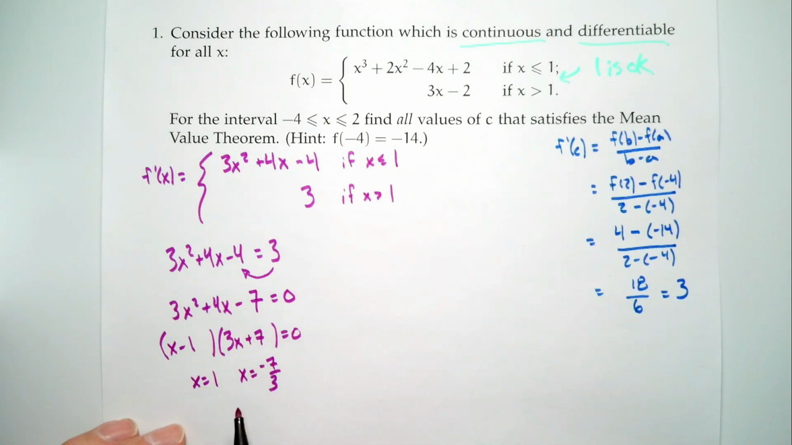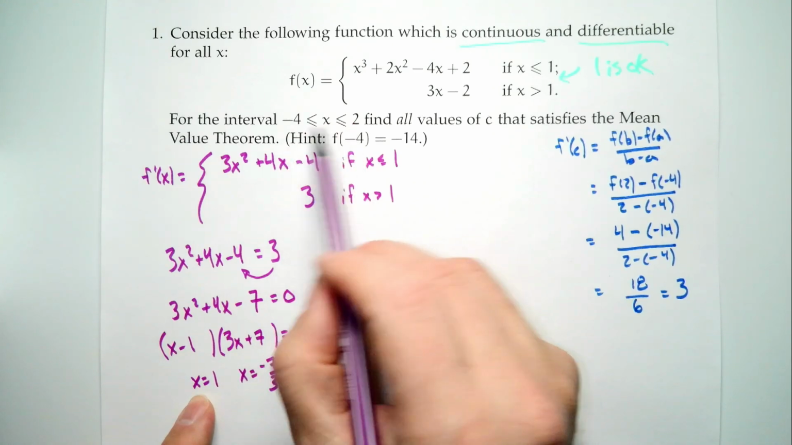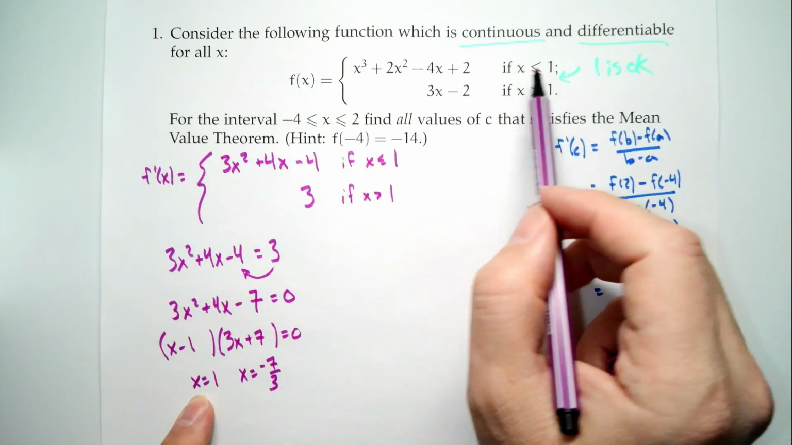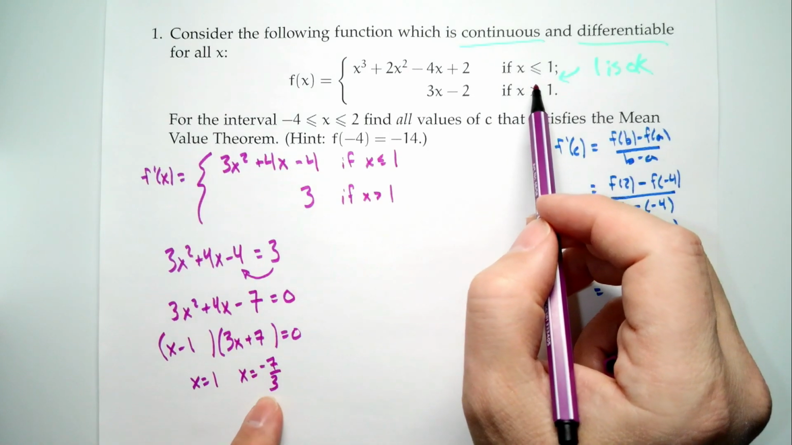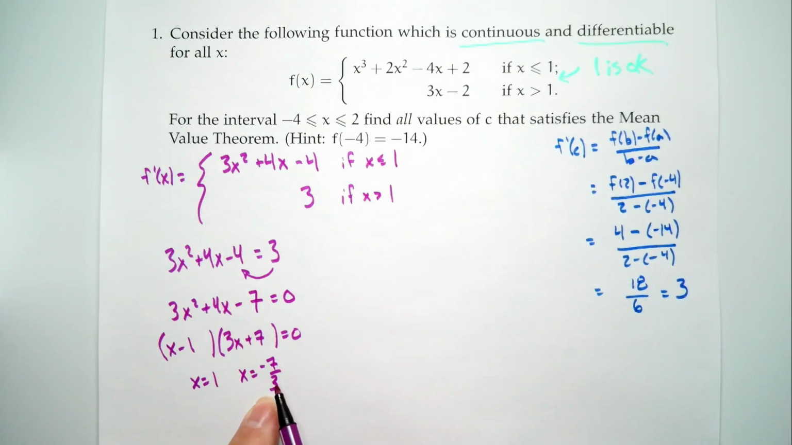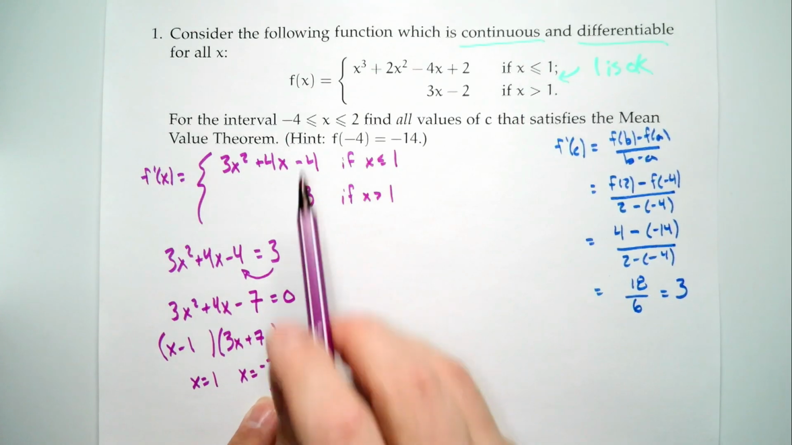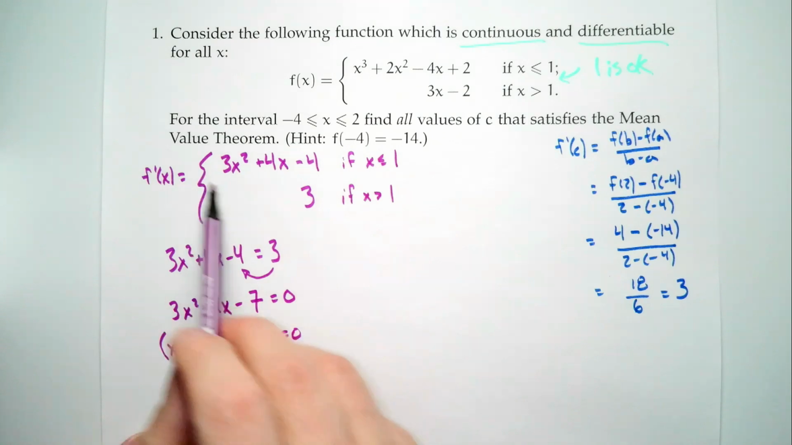Now, do we include either one? Well, we have to check. Is it between negative 4 and 2, and is it below 1 or equal to 1? Well, yes, for both cases. For 1, definitely, and negative 7/3 is below 1. Negative 7/3 is like negative 2 1/3, so it's in between negative 4 and 2. Okay, so we're definitely going to include these points. Now that's the first case.